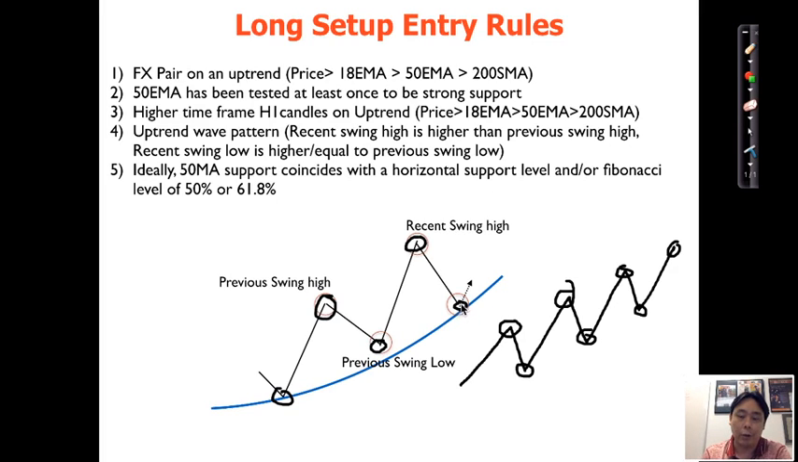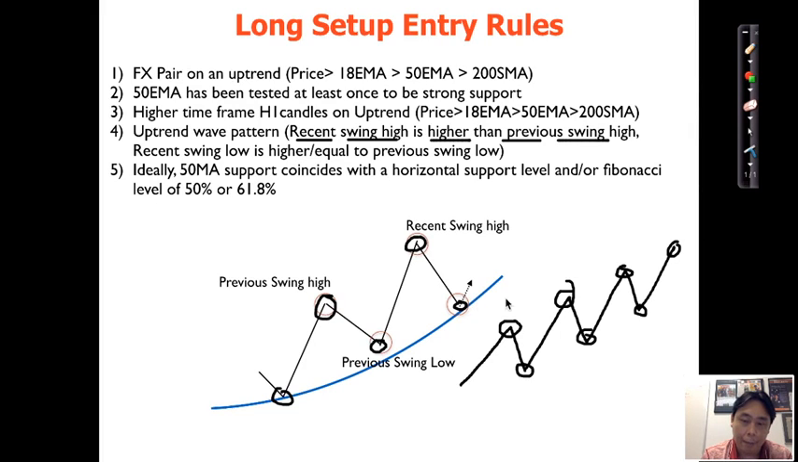This is a recent swing low, which is again bouncing off the 50 exponential moving average. Now, I want to ensure that we have the recent swing high higher than the previous swing high. So that's the first rule. What do I mean?